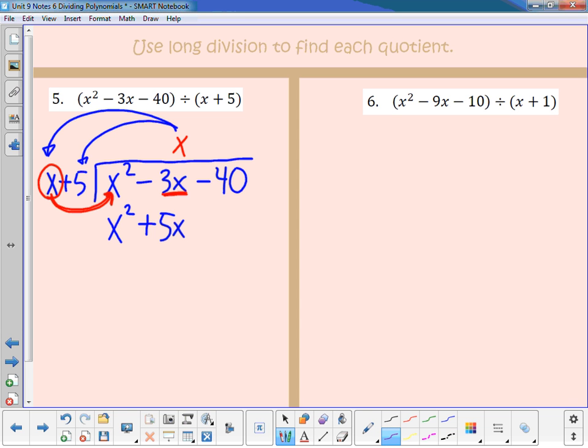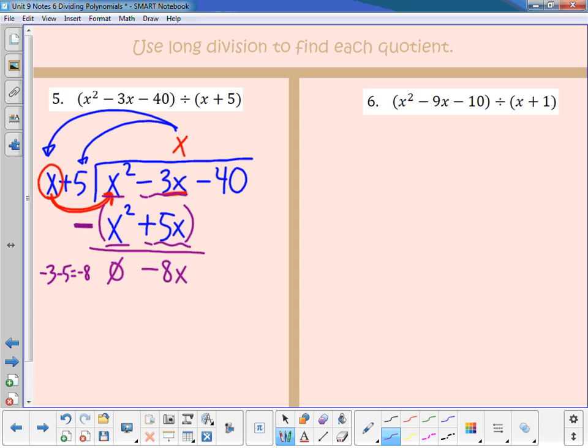Now I'm going to subtract, and this is where people make mistakes. We have to be careful to subtract the whole thing. I always put this in parentheses and put my subtraction outside, because then you ask yourself, x squared minus x squared, that's going to be 0. Then I have negative 3x minus 5x. Negative 3 minus 5 is negative 8. So this is negative 8x. Okay, be careful to subtract both parts.